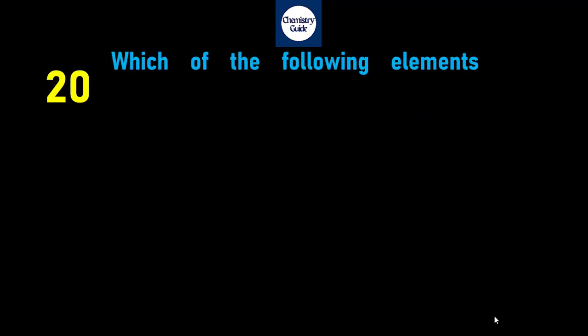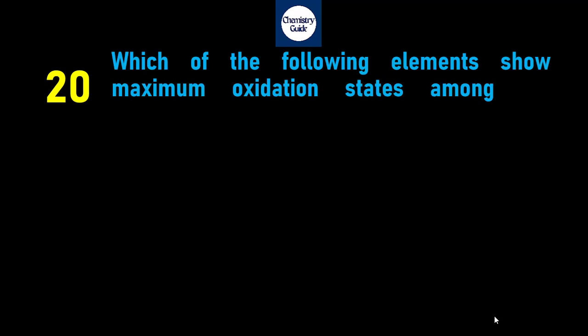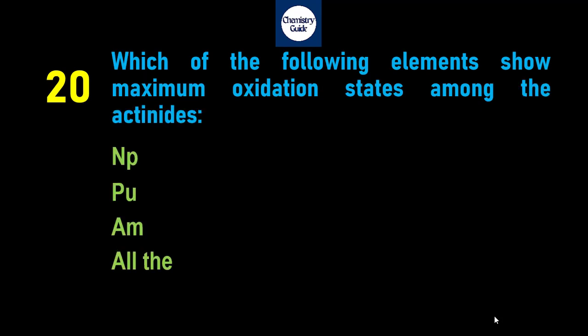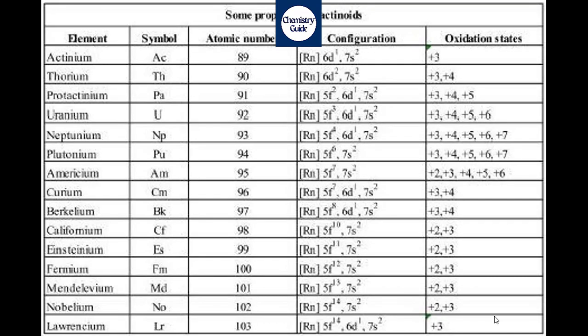MCQ number 20. Which of the following elements show maximum oxidation states among the actinides? Np, Pu, Am, all the above. So the right answer is all the above. If we observe the oxidation states, we will find that Np, Pu, and Am, these three elements have oxidation states from +3 to +7 in Np and Pu, while +2 to +6 in Am. So these three elements have five oxidation states.